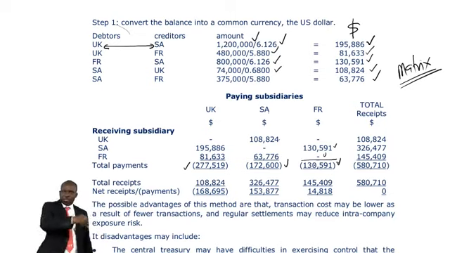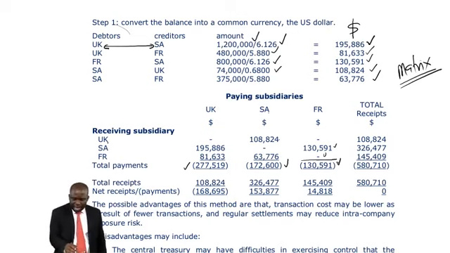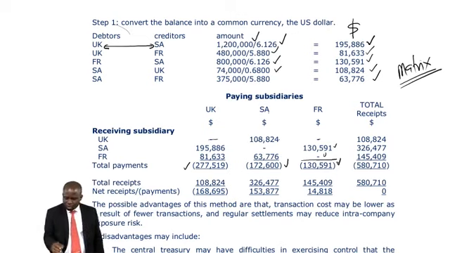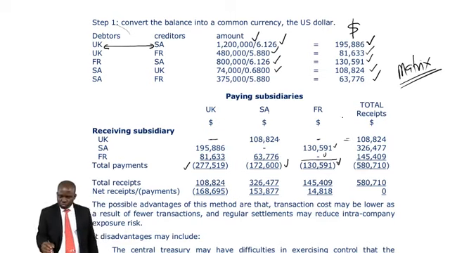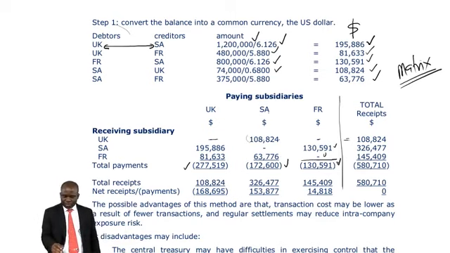Then go and sort out the total receipt too. Total receipt, you are reading across. So when I come to UK, it received this. The sum of that is equal to that. So UK just received only this. That's why its total receipt is that. And then South Africa received this and that. Total will give you that.